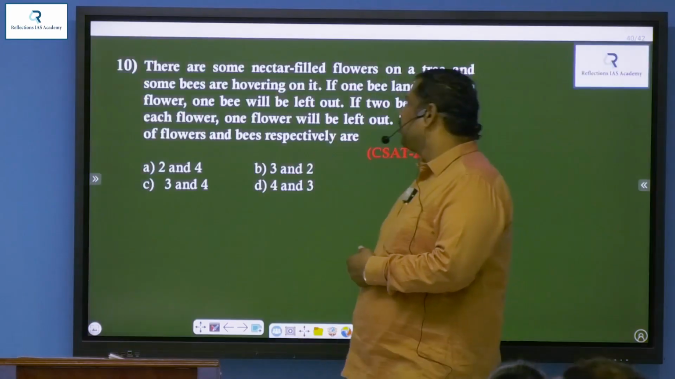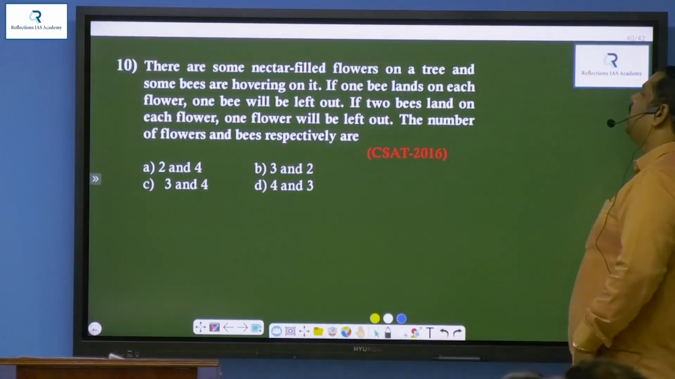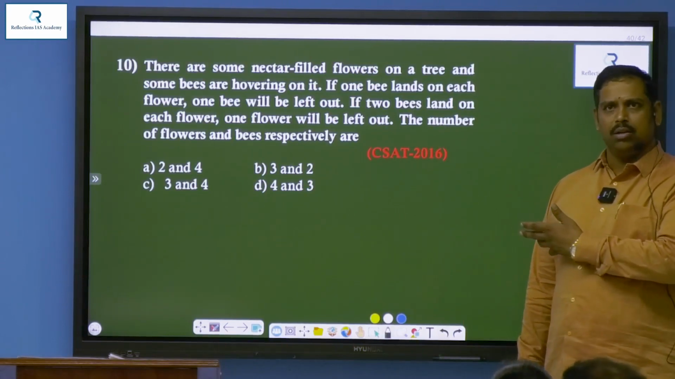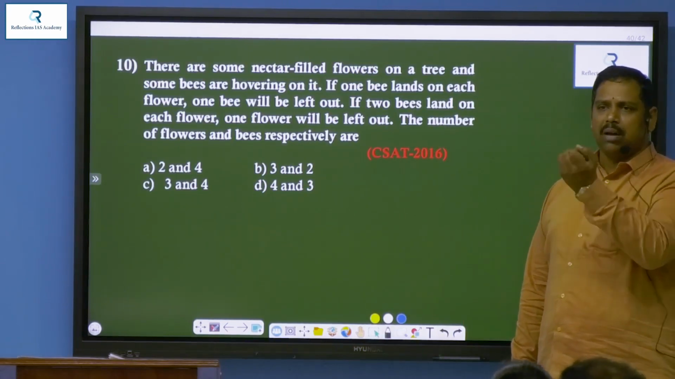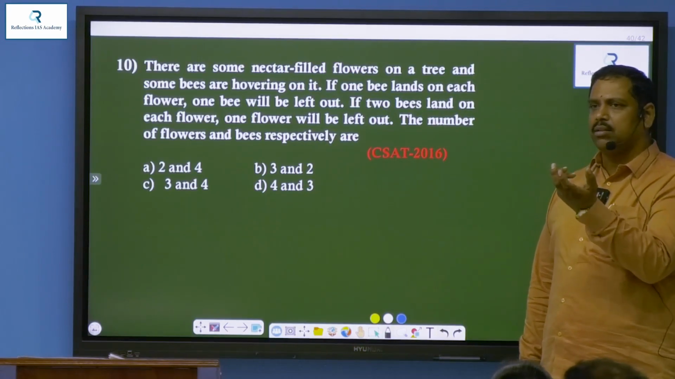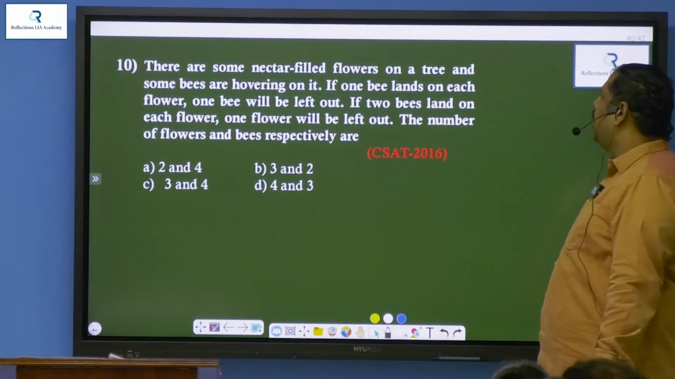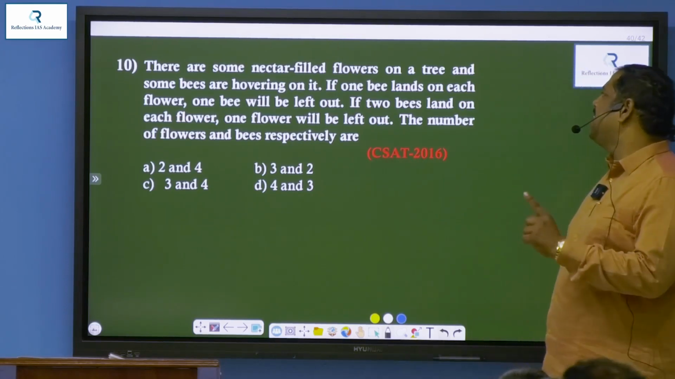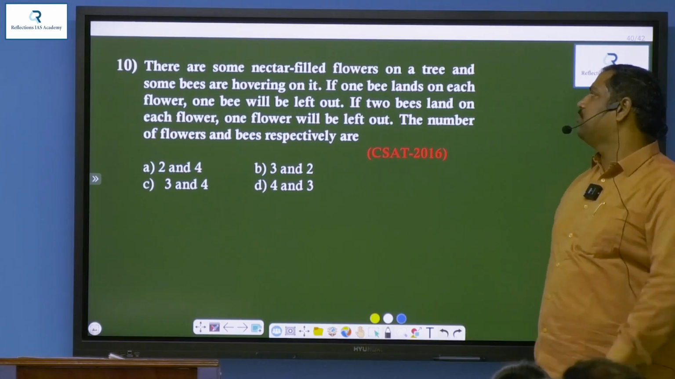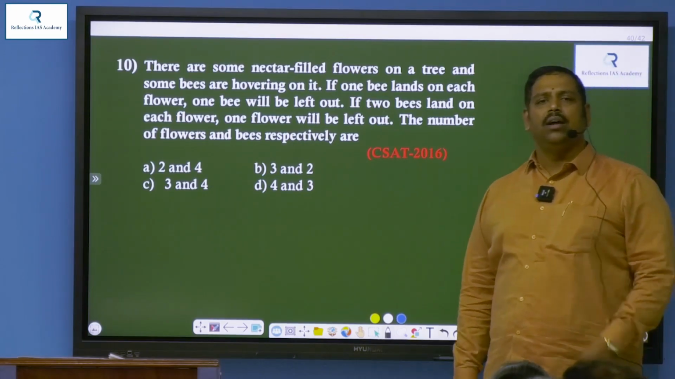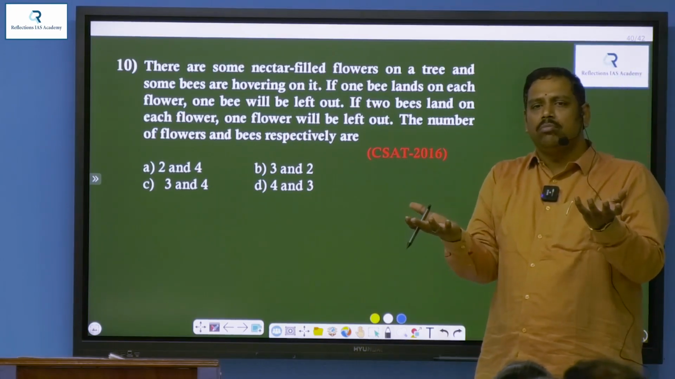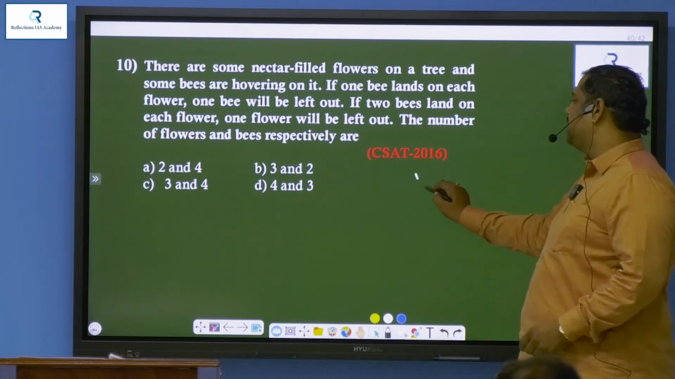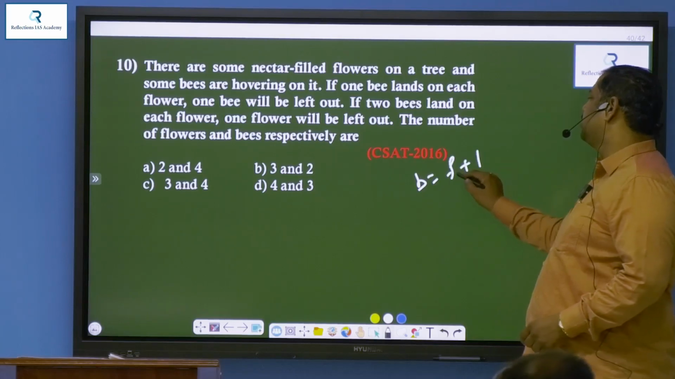Okay, good. There are some nectar-filled flowers. Hope you know what is meant by nectar-filled. A flower has some sweetness filled in it. On a tree, and some bees are hovering on it. If one bee lands on each flower, one bee will be left out. Now tell me, flowers and bees, which are more? Bees are more. How many more? 1. Can I say that the number of bees is 1 more than the flowers?